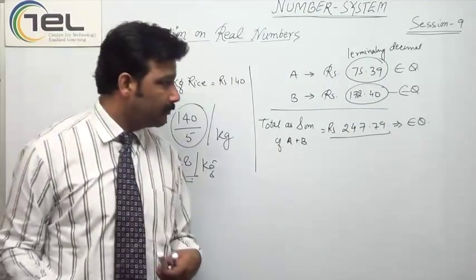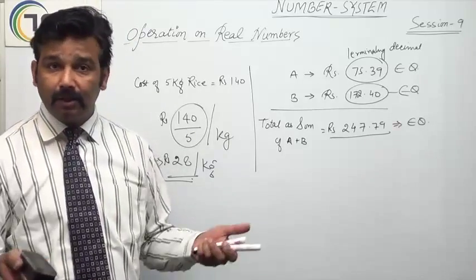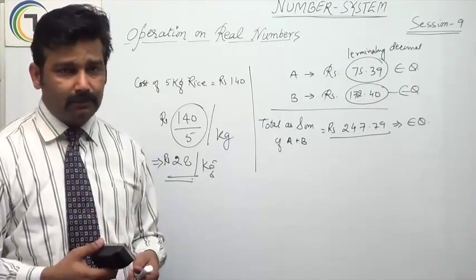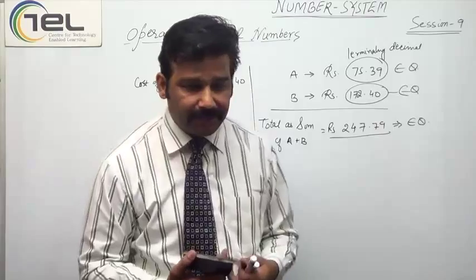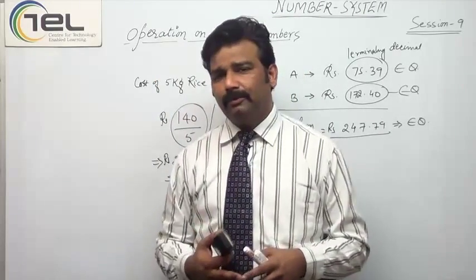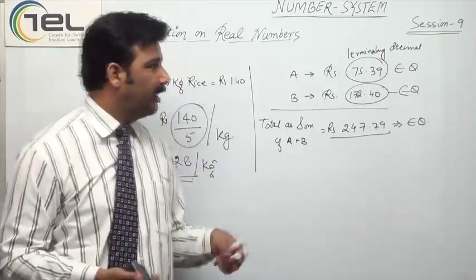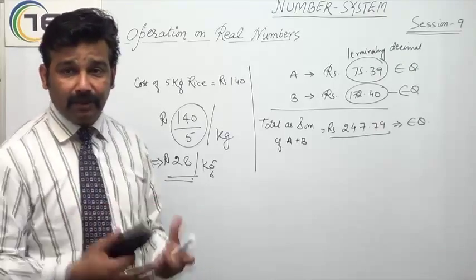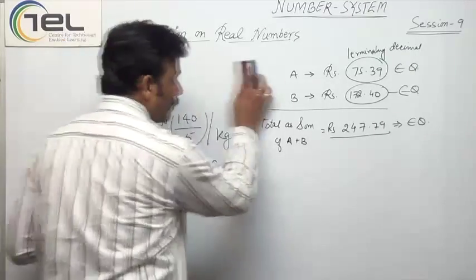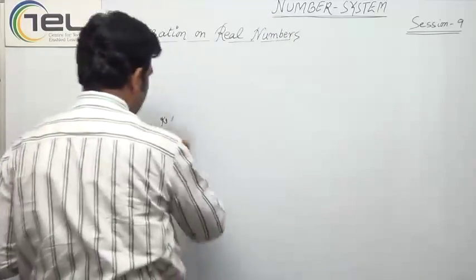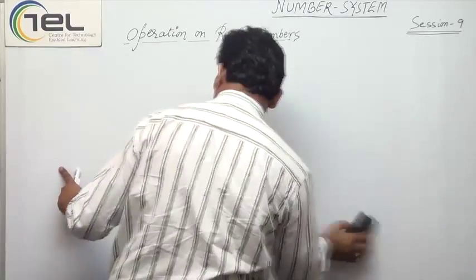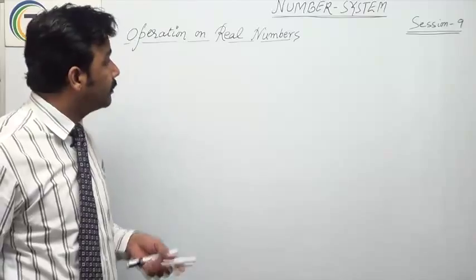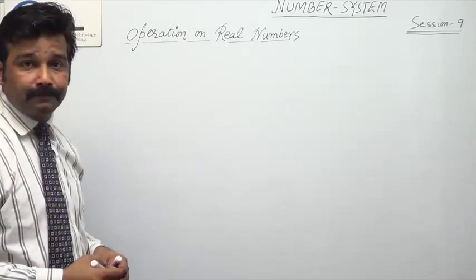Not just me, even our moms and dads are also doing it. We are paying electricity bills, mobile bills, and other things. We are taking loans. Whatever we do in banks, each and everything is related with the operation on real numbers, because we are in a real world. We deal with the real.